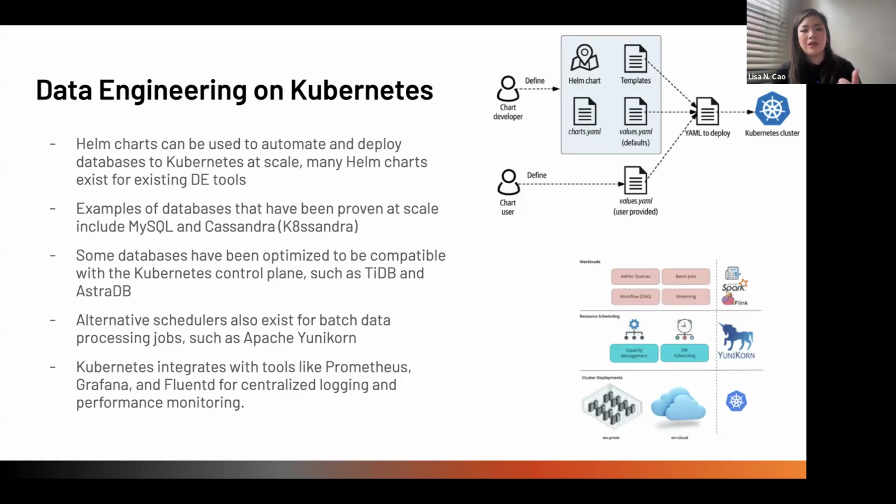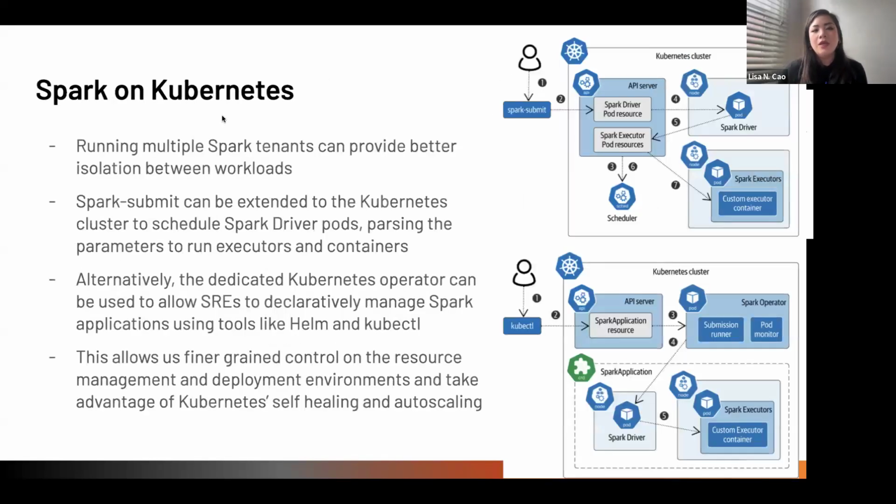And so the more we deploy on Kubernetes, the more we can leverage other tools for observability, like Prometheus and Grafana for our logging and performance monitoring. I'm going to go through some examples now of some things that you might see deployed on Kubernetes.